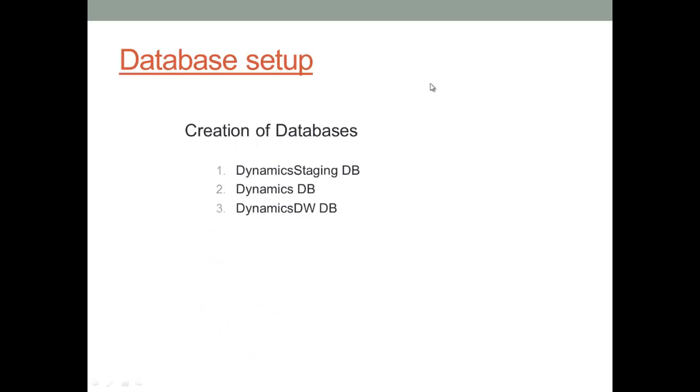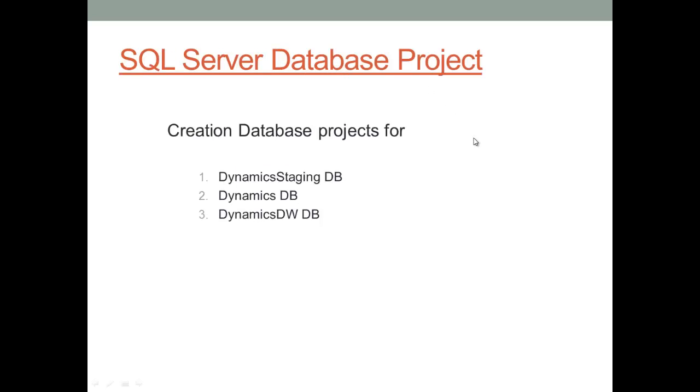And here is the next step. What we are going to do in this series is create three databases that are necessary for this training. We are going to call them Dynamics Staging, Dynamics DB, and Dynamics DW, the data warehouse. And to create these tables, we are going to make use of a SQL Server database project to create the tables and publish them to the various databases. We are going to create these database projects for these three: Dynamics Staging, Dynamics, and Dynamics DW.